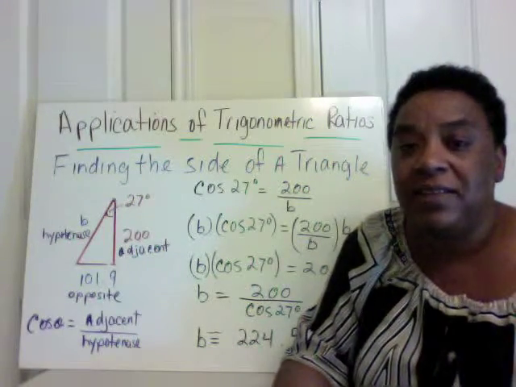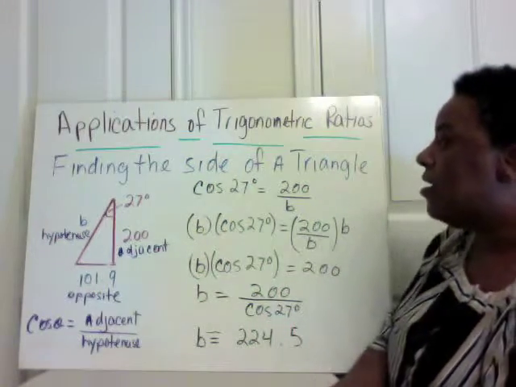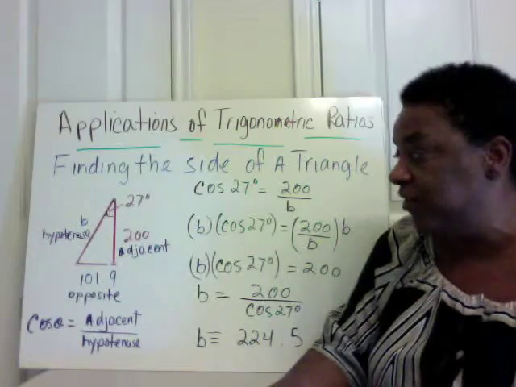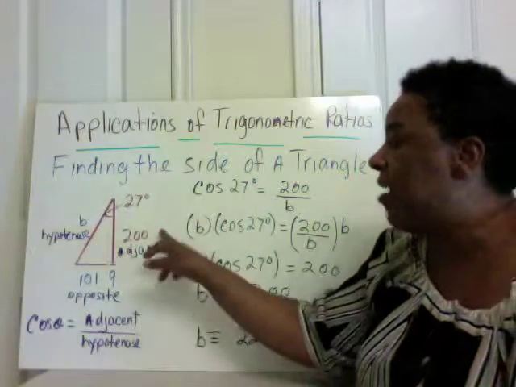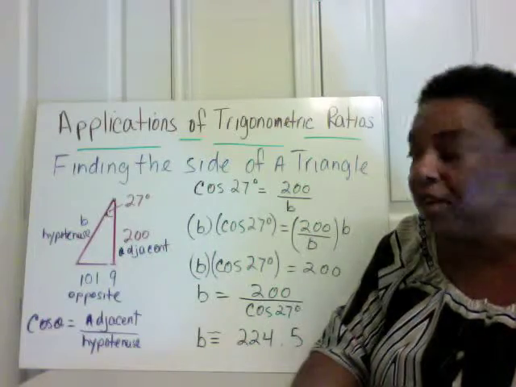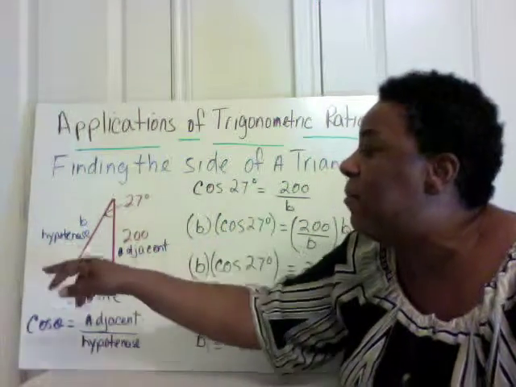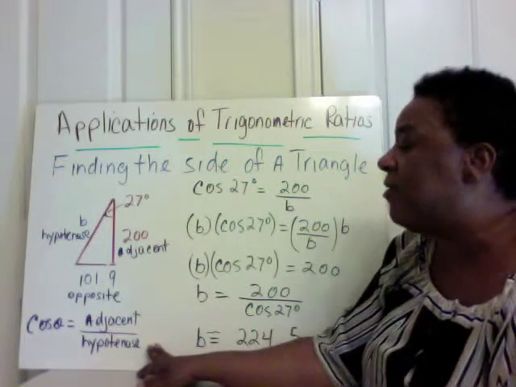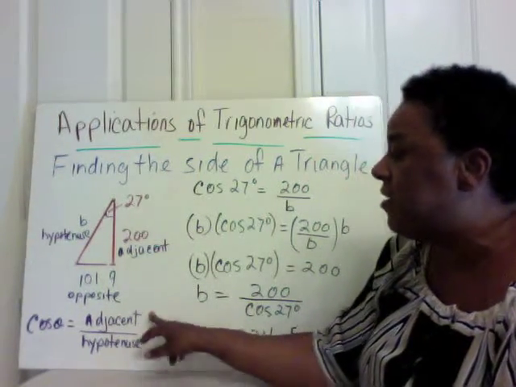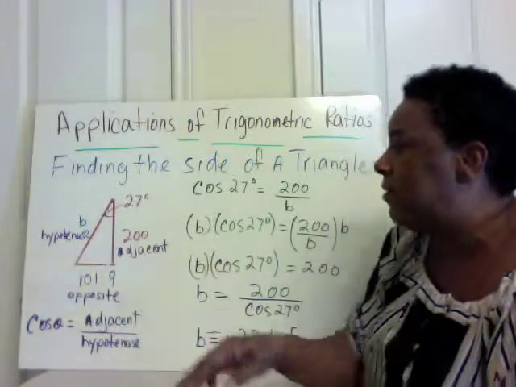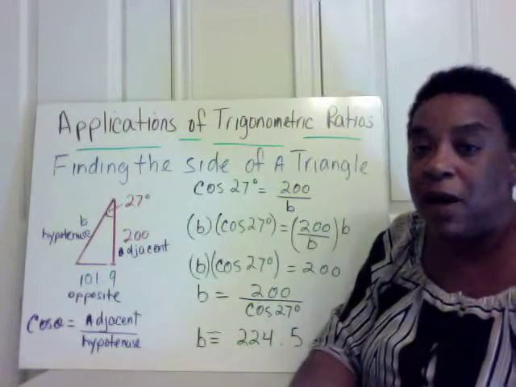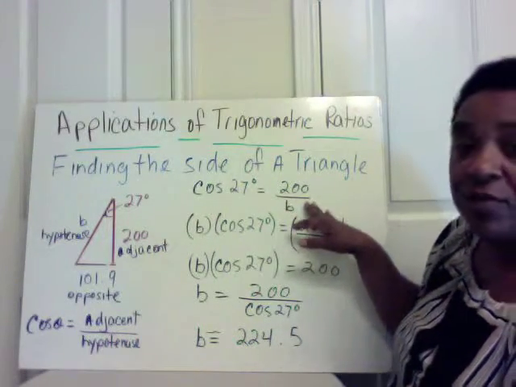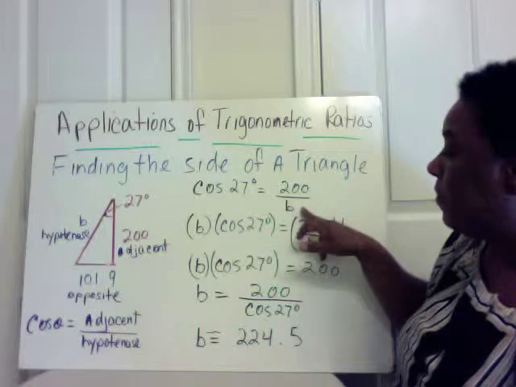Now let's find the length of side B. So this time, we still have the measure of our acute angle, which is 27 degrees. We have our adjacent side, which is 200, and we want to find the hypotenuse, which is side B. So this gives us the cosine ratio, which is the adjacent over the hypotenuse. So in setting this problem up, we write cosine of 27 degrees is equal to 200 divided by B.